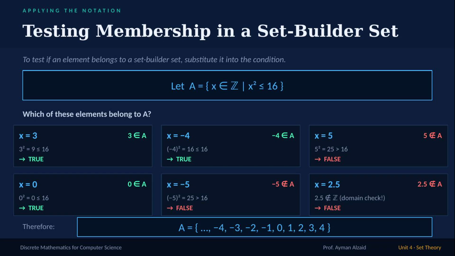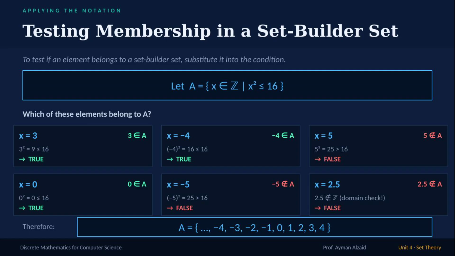Now let's apply the notation to test whether specific elements belong to a set. Let A equal the set of x in the integers such that x squared is at most 16. For each candidate, follow 2 steps. First, check the domain. Is it an integer? Then evaluate the condition.